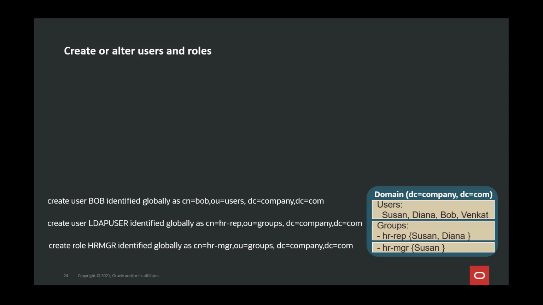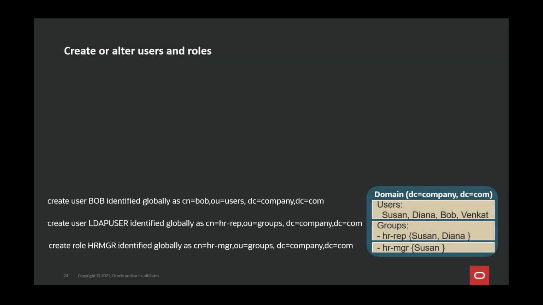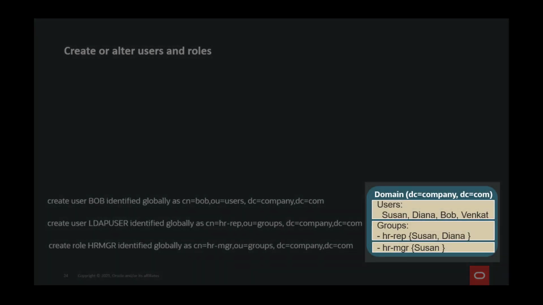Now you're on to working with your users and roles, and this is where you'll spend the majority of your time as you're setting up Active Directory authentication, because this is really where the end user stuff comes into play. Now, same scenario we've been using all along. We've run these 3 commands. We've created a user Bob, we've created a user LDAP user, and we've created a role HR manager. Same Active Directory configuration I talked about before.